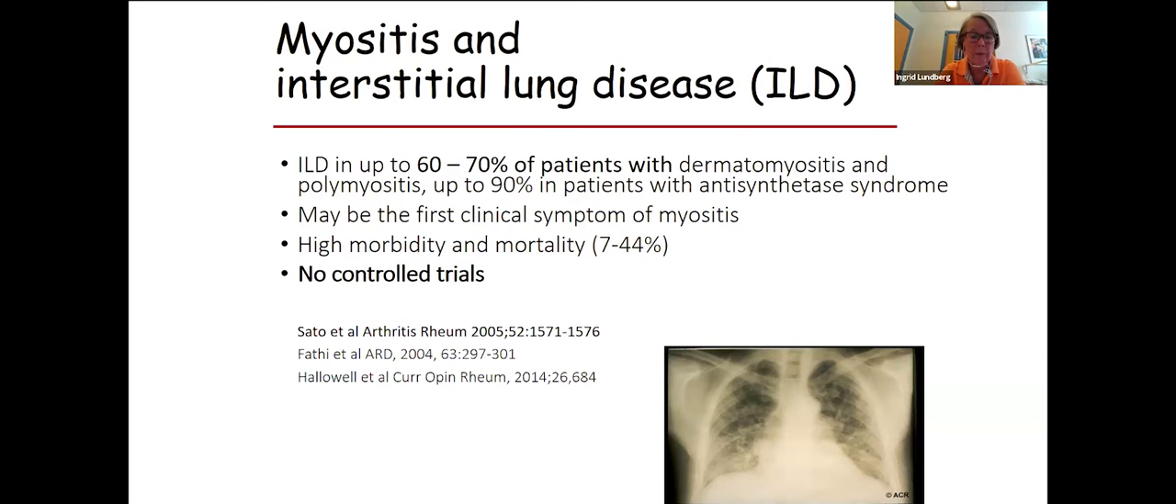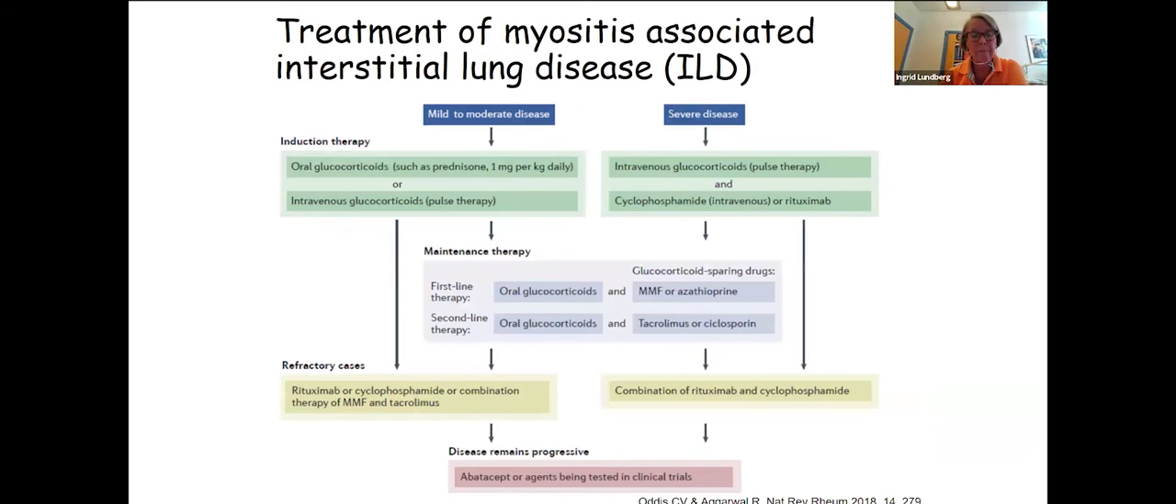And as Alain said, interstitial lung disease may be the first clinical manifestation of myositis, and it goes with a high morbidity and mortality. And here we have even fewer or no controlled trials to guide our treatment. But in the same review by Dr. Oddis and Agarwal, the authors suggested this treatment algorithm and divided the patients into those that had mild to moderate interstitial lung disease or severe interstitial lung disease.